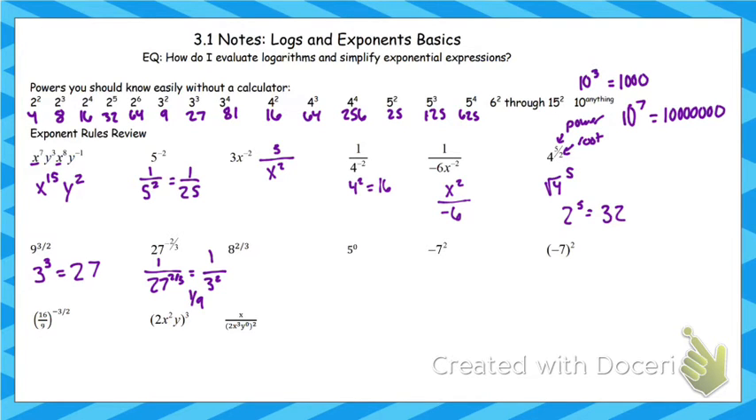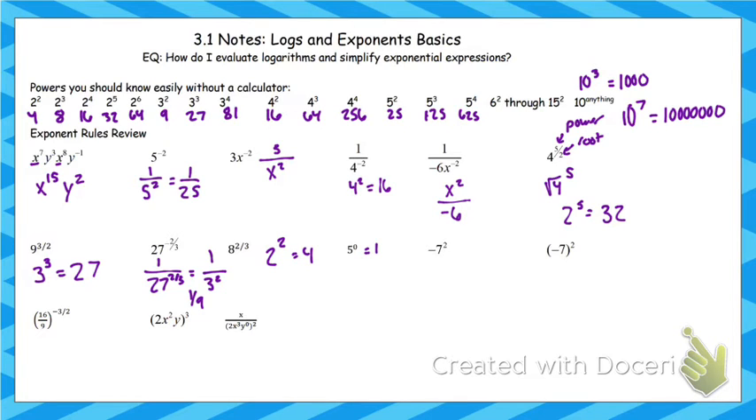All right, 8 to the 2/3, that's the cube root of 8. So what number times itself 3 times gives you 8? The cube root of 8 is 2. Raise it to the 2nd power, and that's 4. All right, 5 to the 0 power, anything to the 0 power is 1.